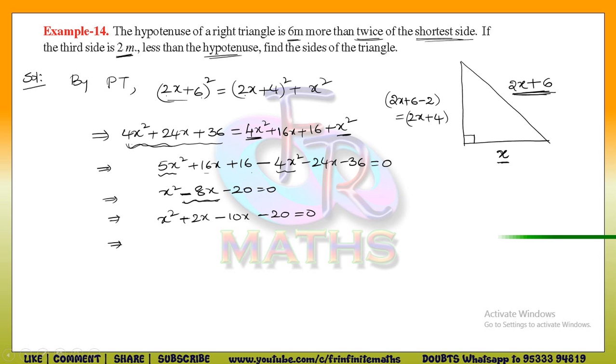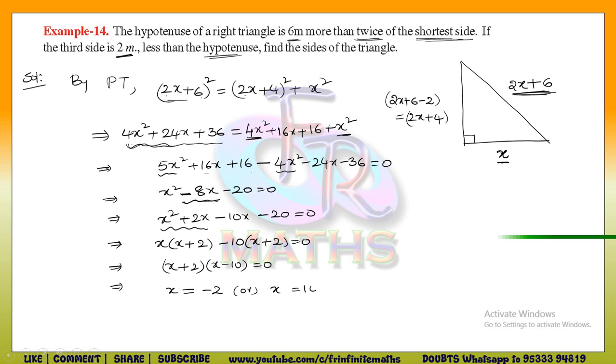So from this what I can say, from the first two terms I can take x as common, then I will be left with x plus 2. From these two terms, if I take minus 10 as common, then I am going to have x plus 2. So from both the terms I can take x plus 2 as common, then I will be left with x minus 10 is equal to 0. Now here x value can be minus 2 or x value can be plus 10.